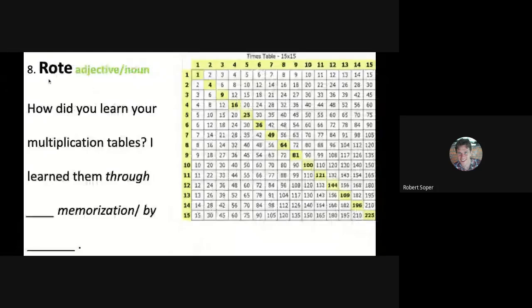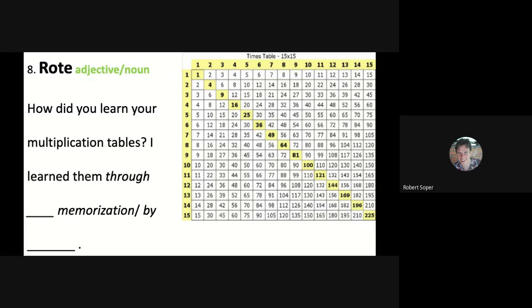So this next word is rote. It can be an adjective or a noun. It's actually more common to meet it as a noun, but we'll go over how it can be used as both. So what is rote? Well, rote is to learn something in a tedious, boring way.